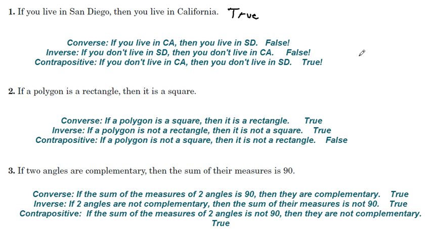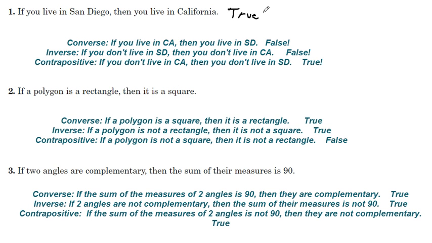Contrapositive switches everything around. It switches the order of the hypothesis and conclusion, and it puts the negation of each statement in front. If you don't live in California, then you don't live in San Diego. And that is true. If you're not in California, there's no way you're going to be in San Diego.